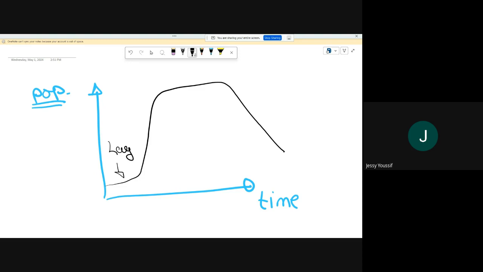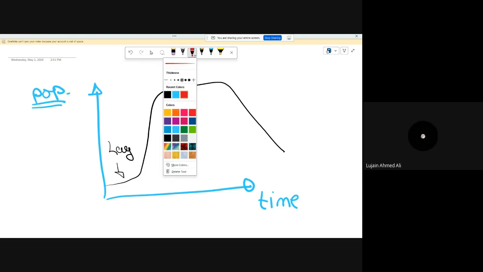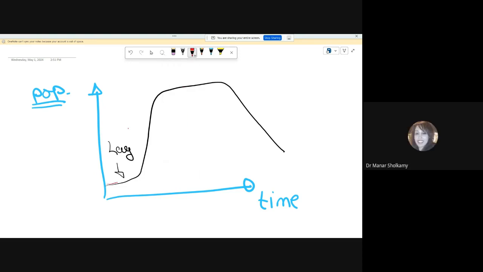Adapting to the environment. Yes, is there a slow or a fast increase in population? Slow. And I heard you saying because it is adapting to its surroundings. Give me another reason why the population is increasing slowly.